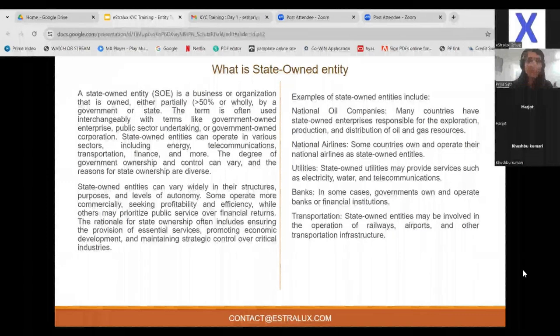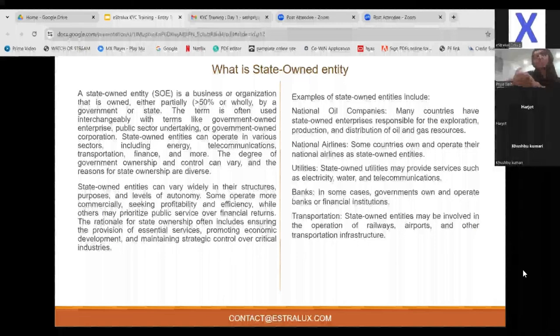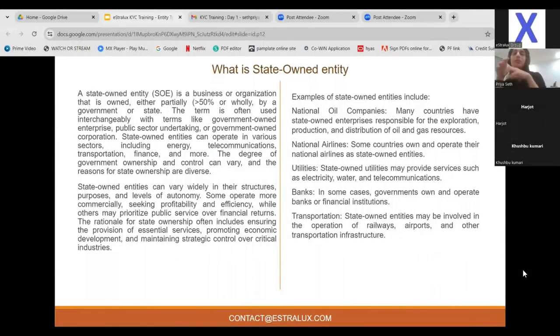Is that clear? Ma'am, is a state-owned entity and a public company the same thing? No, they are not. I will come to public listed companies later. A state entity is like oil companies: when the government needs the help of private people, they come into the picture and want to make a collaboration, so they become a state-owned entity.